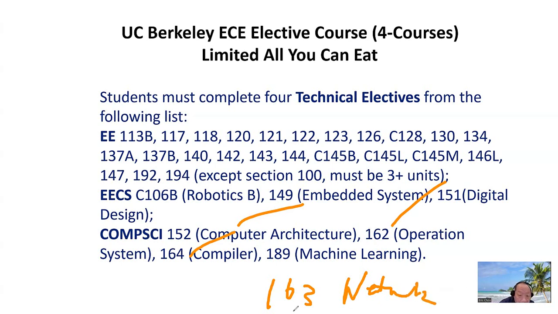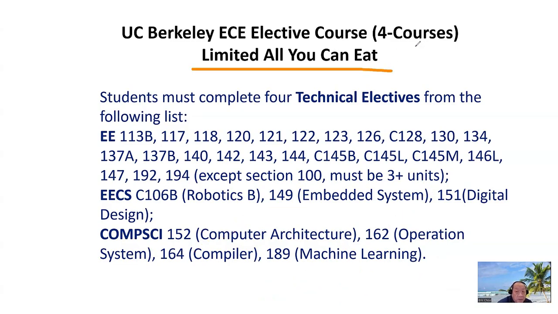Okay. And 133 is not in this limited all you can eat. You still can take it by the free elective, but not right here. Okay. This is required 4 courses limited all you can eat. You may also want to take a 106B or at least 149 embedded system to be able to program the robotics. Okay, this is if you go for EECS track.